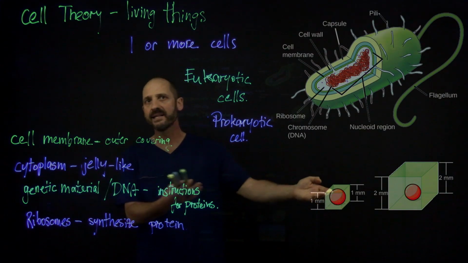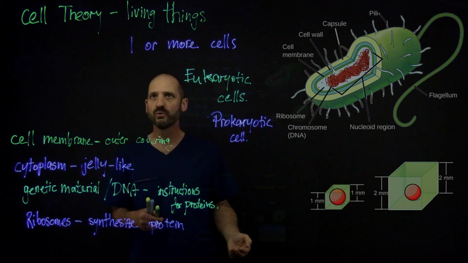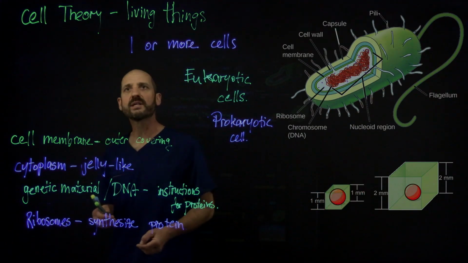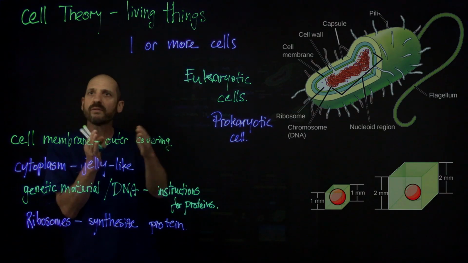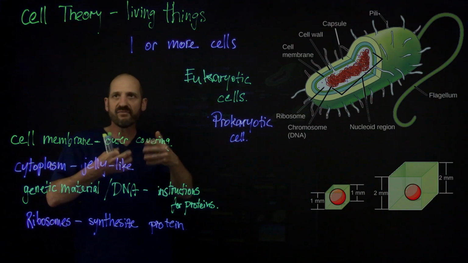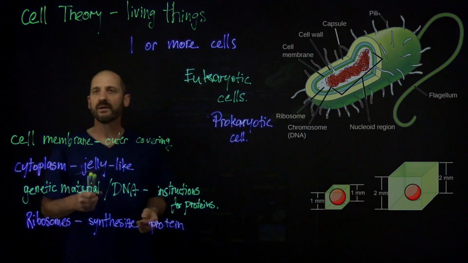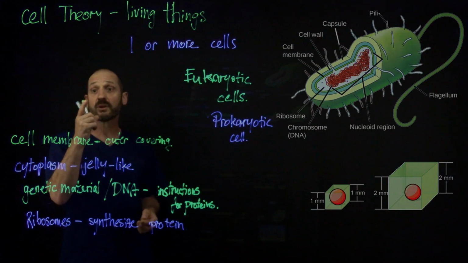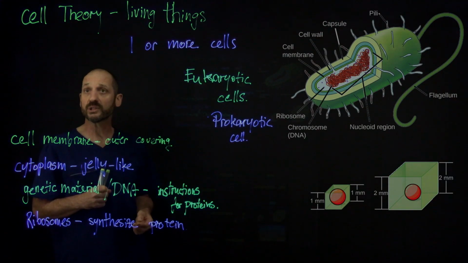So in that instance, the cell is too large and the distance is too great. And so prokaryotic cells, because of that, are small and they stay small. If we want to go larger, we have to get to the eukaryotic cell. So let's talk about the components of a eukaryotic cell.